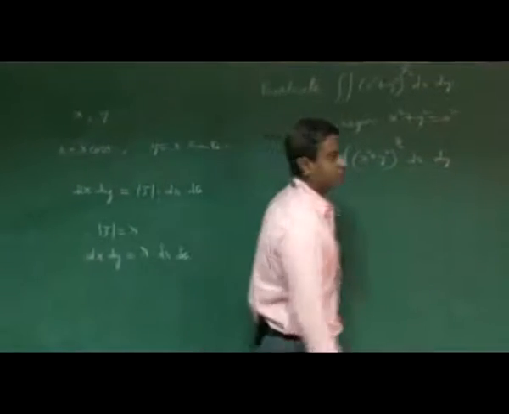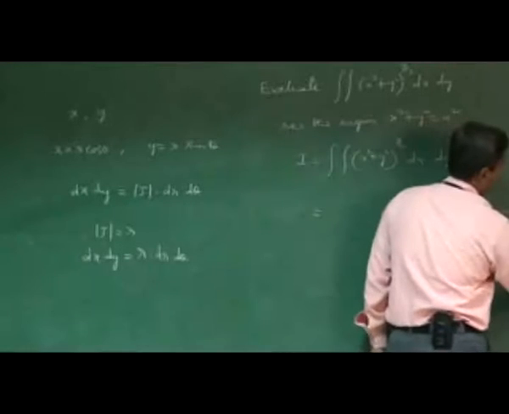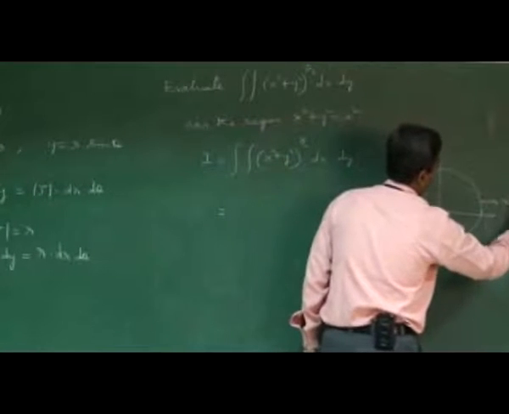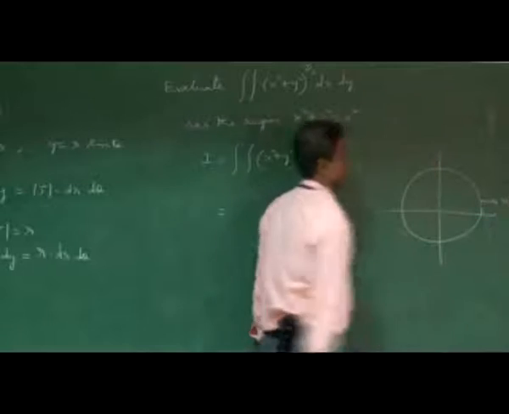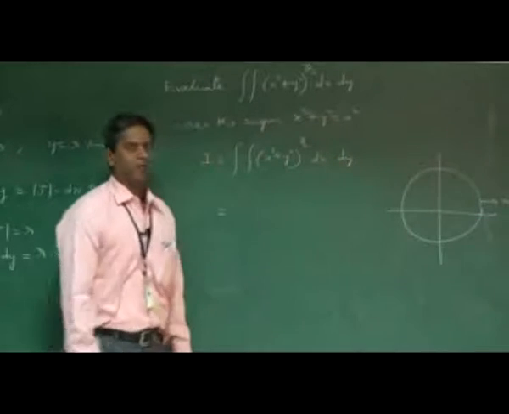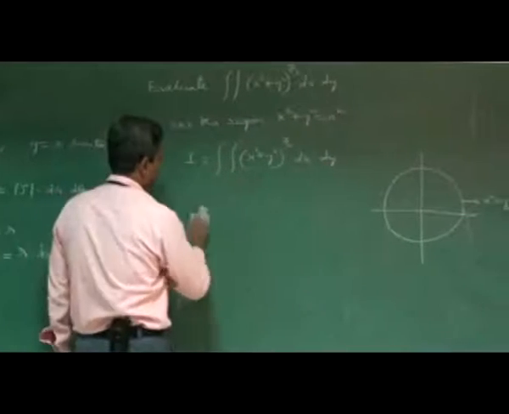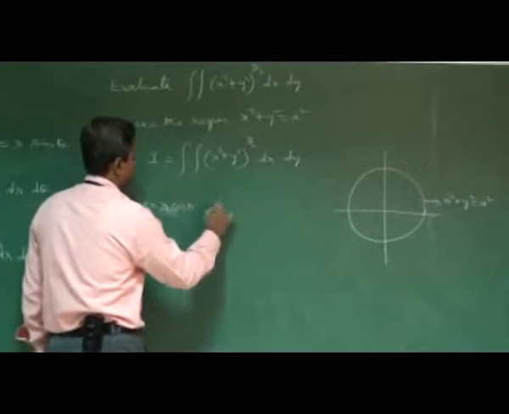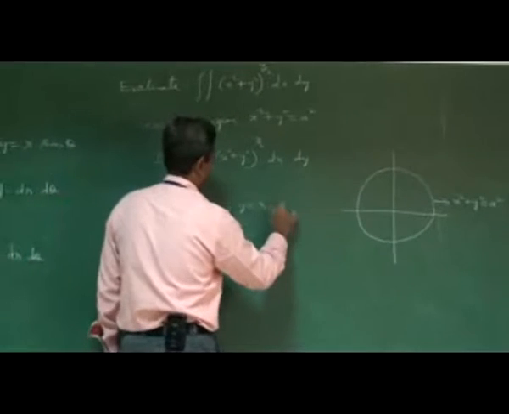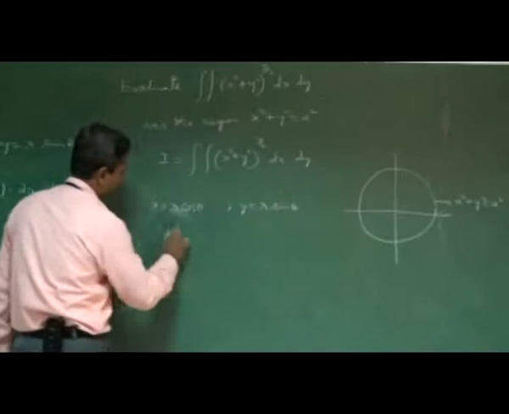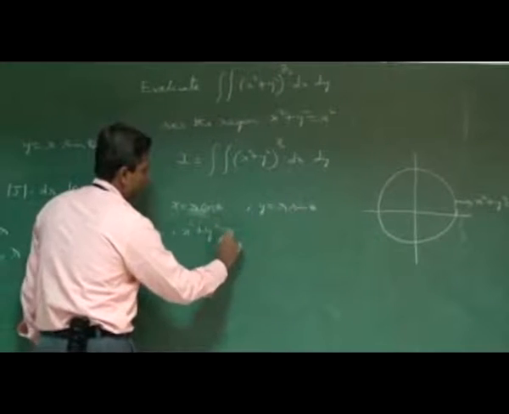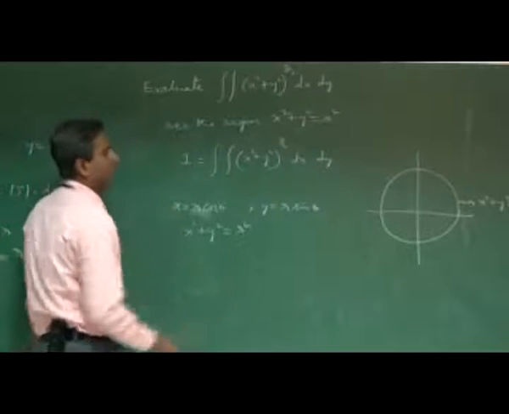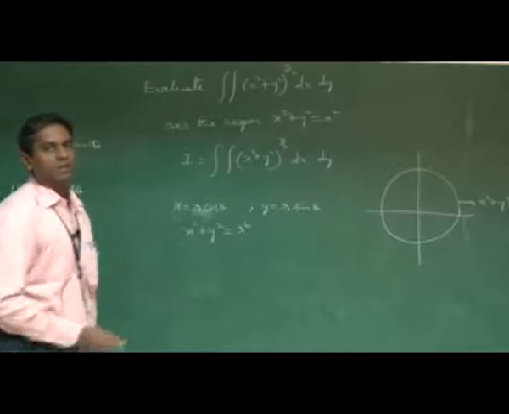So the region is bounded in the circle. So here this is a circle x squared plus y squared equal to a squared. So the radius is a. Now the relation of x and y are, that is x equal to r cos theta and y equal to r sin theta, and x squared plus y squared equal to r squared, and then what is the limit for r and theta?